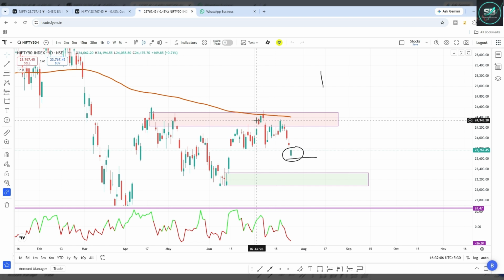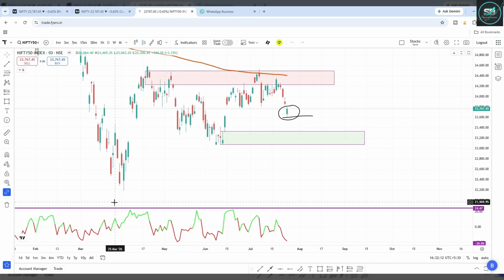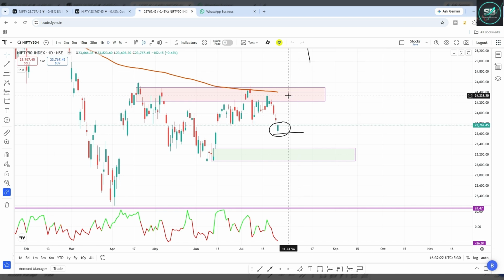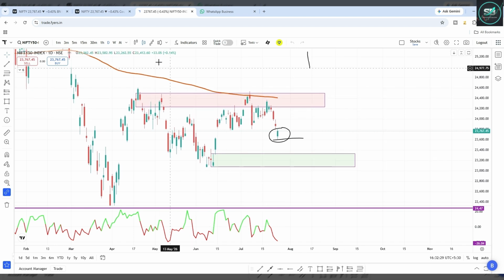Now price came and tested this, but price was never breaking this low. Price was never breaking this low or this low now. So it means that the buyers are strong now. This resistance has now become weak. Now when price again comes close to this resistance, this is going to break 100%. Okay, so this is on daily.